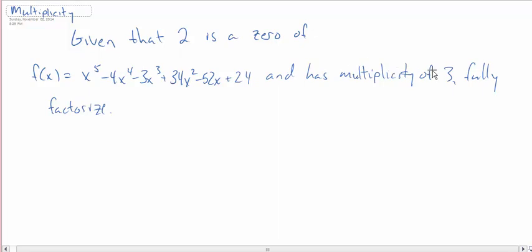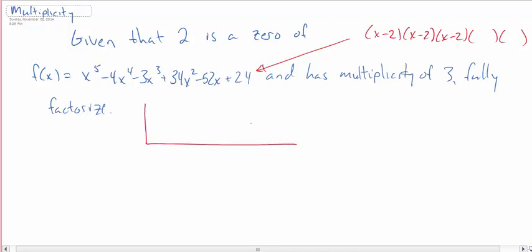3. We want to fully factorize. So what we know at this point is that x minus 2 times x minus 2 times x minus 2 times 2 other factors are going to give me f of x. So we need to find those other zeros, we need to find those other factors, and what we're going to do is we're going to use synthetic division 3 times to hopefully get down to something that is a quadratic.